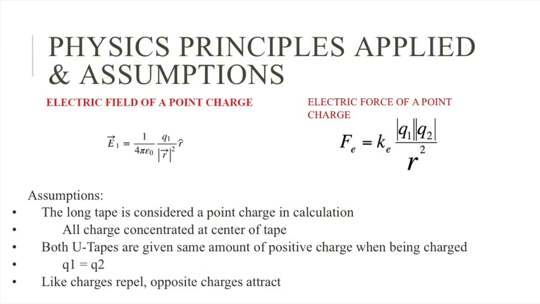The first being that the long tape is considered to be a point charge in calculation, and that basically means that all the charge is concentrated at the center of the tape. Furthermore, both U-tapes are given the same amount of positive charge when being charged, so therefore Q1 equals Q2.